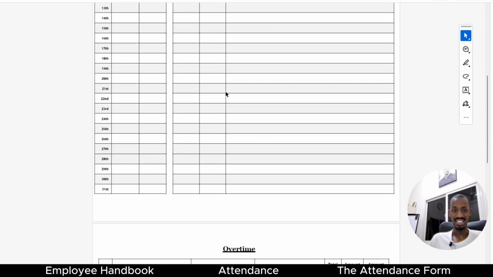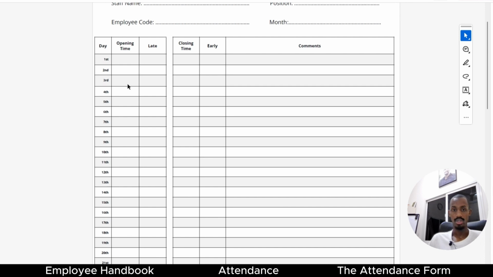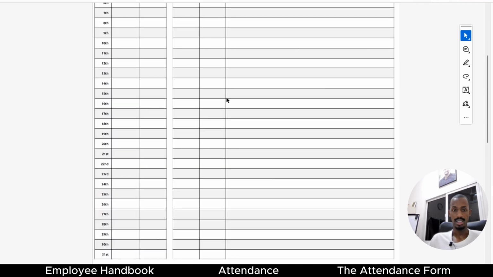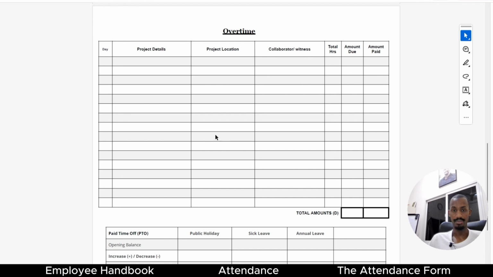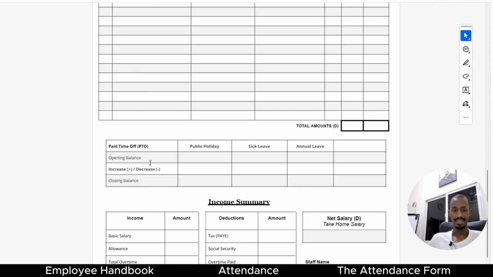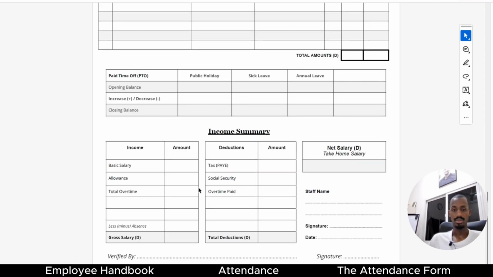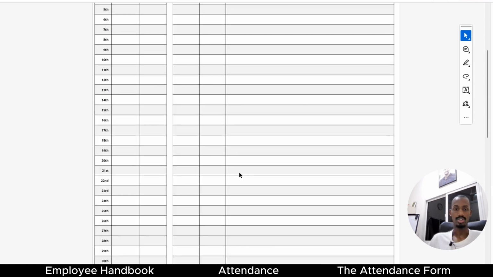4 parts. The first part is daily attendance. This is where you record your day in, where you sign in when you come and sign out when you leave. This is the daily attendance register. And this is the overtime table. This is the second part, where you record your overtime. And this is the paid time off. We will discuss what paid time off is, like your public holidays, your sick leave, and annual leave. And this is the income summary. This is where you record all your income for that particular month.